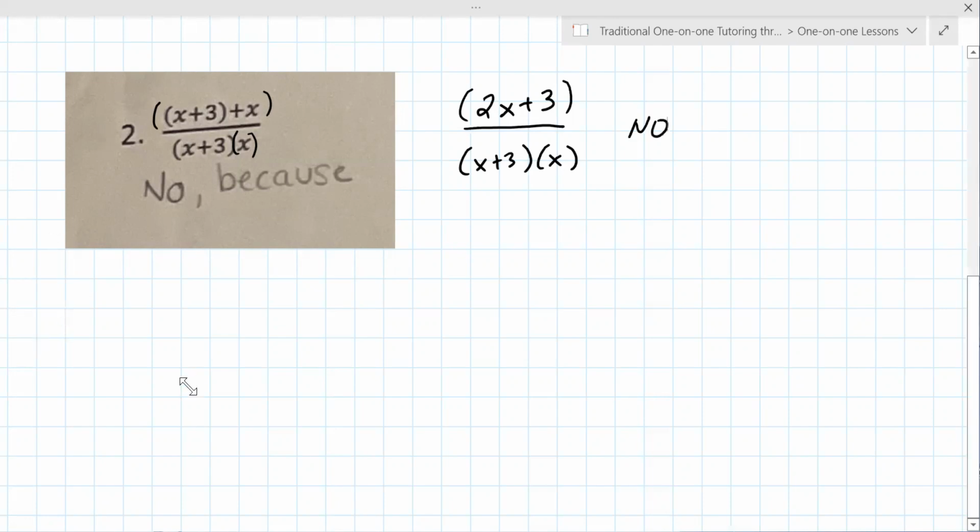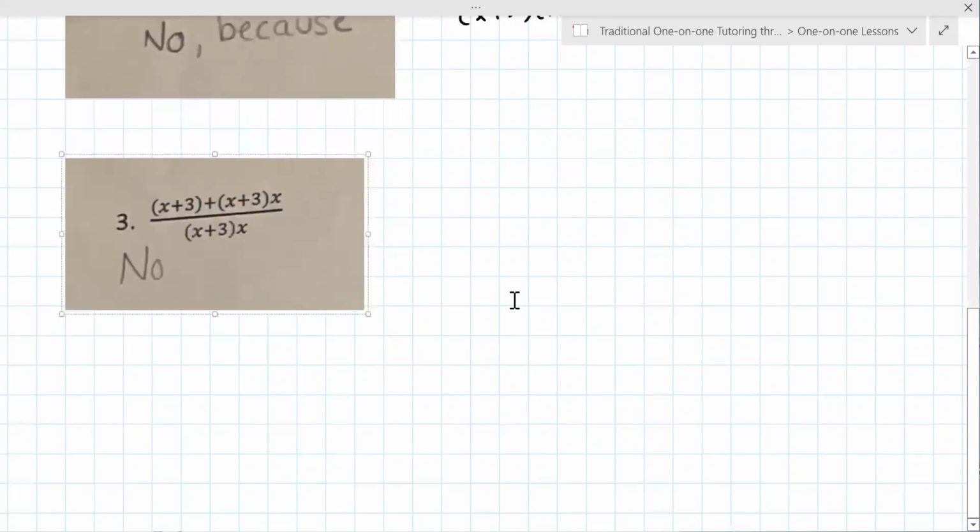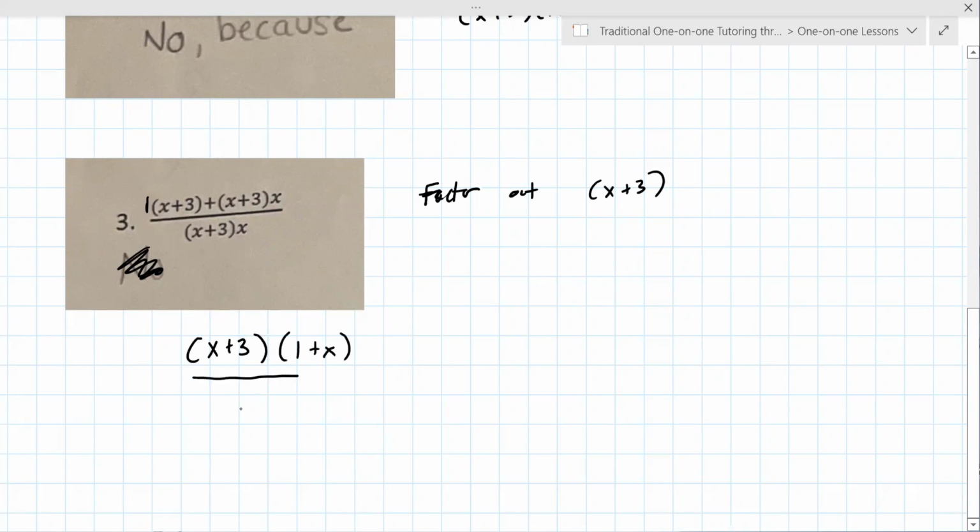Here. So let's look at 3. 3 is kind of interesting. Actually, a real good problem here. I might use this myself at some point. So you said no here. We're going to just cross that out for a moment, because it kind of looks like it's no, but you can actually factor out in the numerator an x plus 3 from both. Okay, so there's really a 1 in front of the x plus 3 on the left. So it becomes in the numerator x plus 3 times 1 plus x over x plus 3 times x. And this is your reason. These cancel now, and this is your reason. This is a yes.